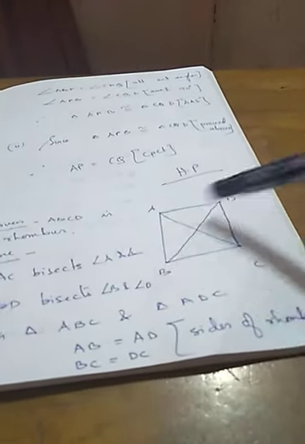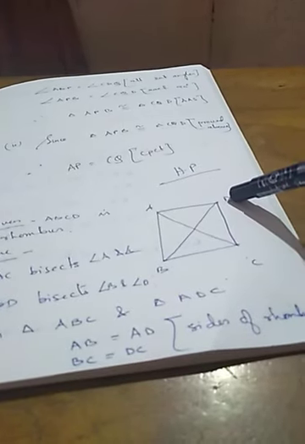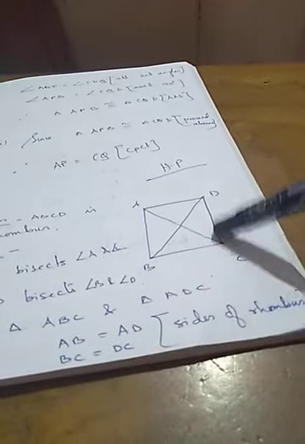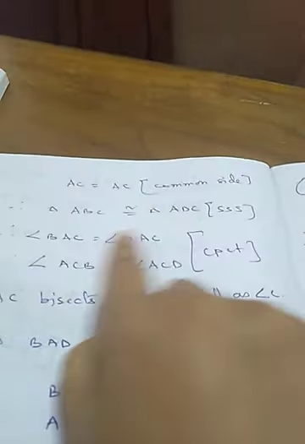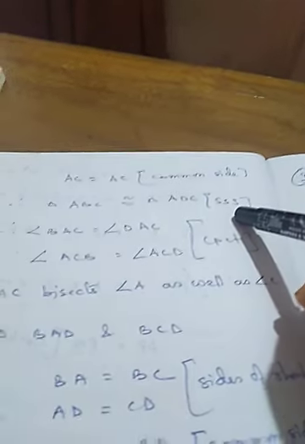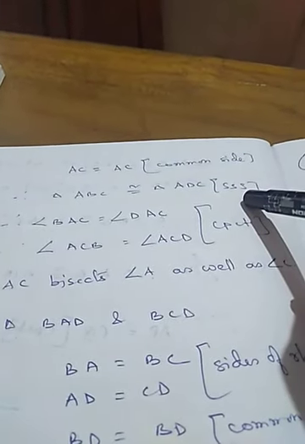Now here we can write AB equals AD because all the sides of a rhombus are equal, and BC equals DC, same reason, sides of a rhombus are equal. And AC is the common side we are getting here. So in that way, these two triangles are congruent with the help of side congruency.